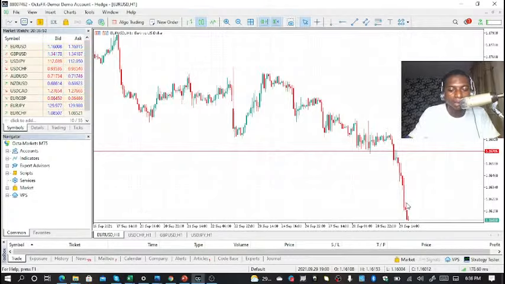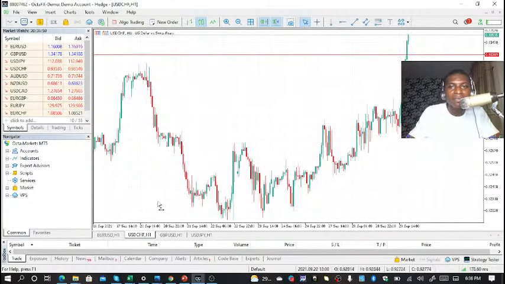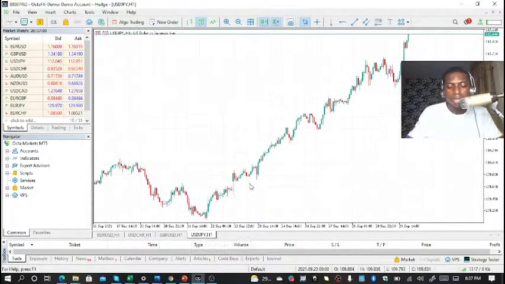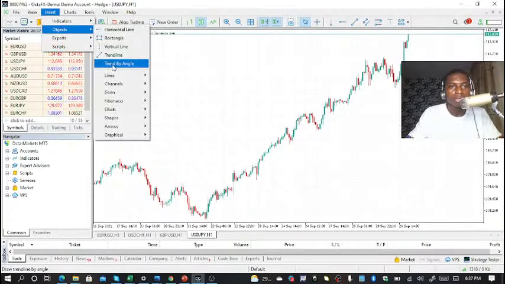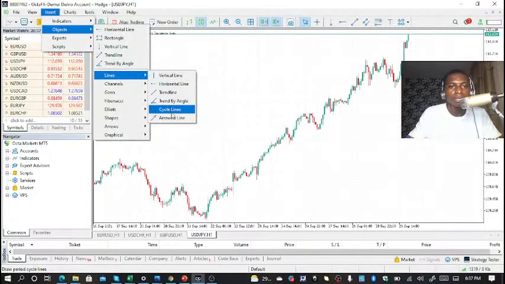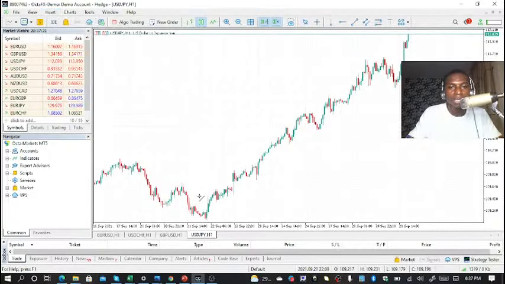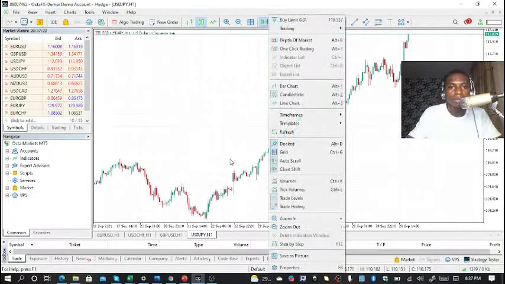Yeah, a bear market. Okay, so here we have a bull market. As you can see, we have a bull market. Price keeps moving up. Let me see what we have here. Okay, we have a bull market here too. Can you see a bull market? I want to use this line to give an illustration of what I'm talking about.